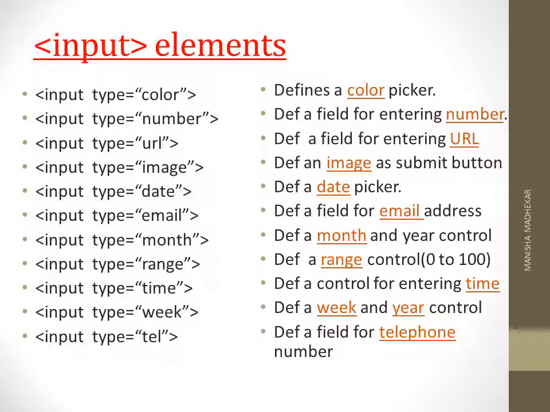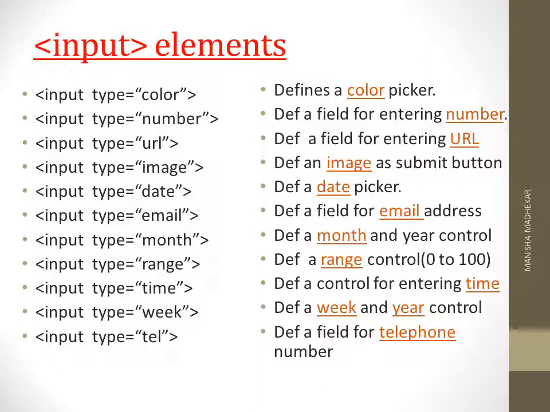As in the previous program, we have used the submit button, but here you can use image as a submit button. Then there is input type is equal to date, from which you can select the date, that is a date picker. Input type is equal to email. This is for entering email address. Then input type is equal to month, which defines a month and year control.